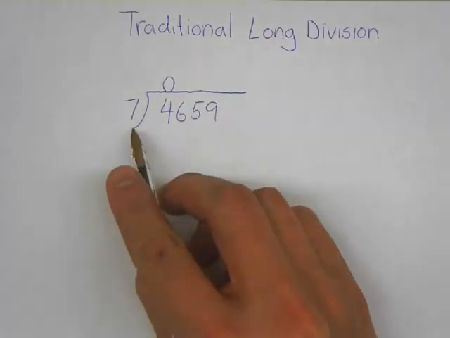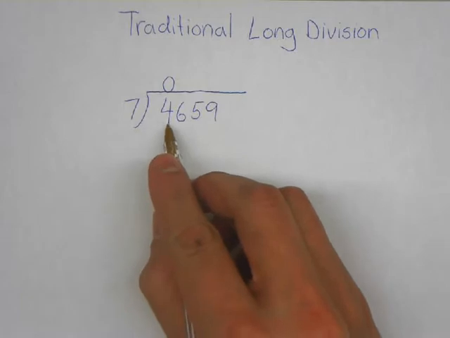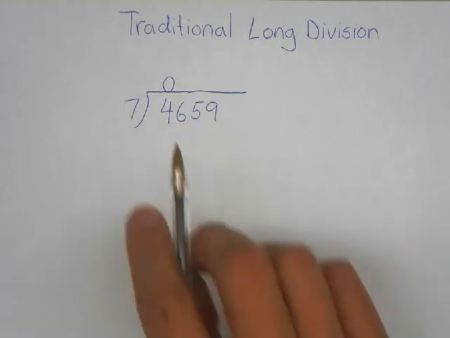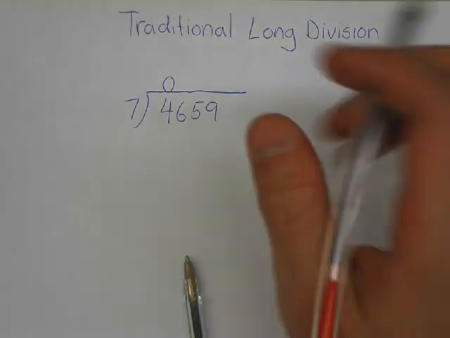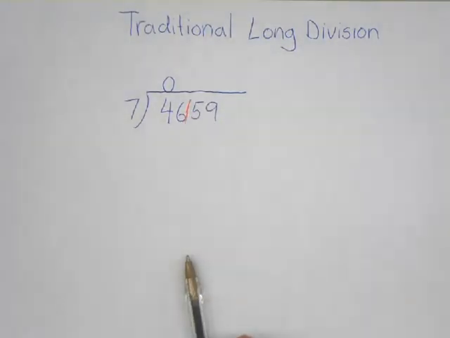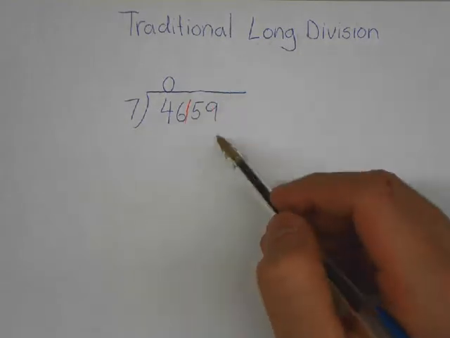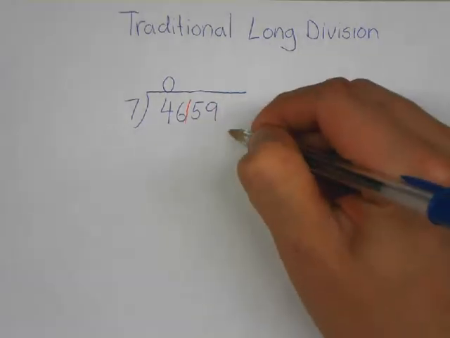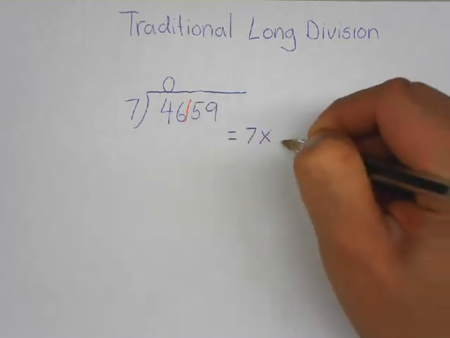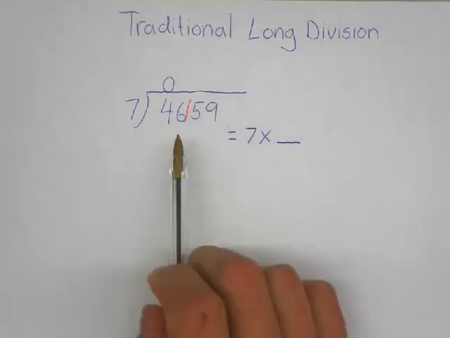So what are we going to do next? The next thing we're going to do is move over and enlarge this number, and we're going to start with 46 instead of the 4. So we could just divide this number up right here between 46 and 59. Now, in our heads, we're going to be thinking 7 times blank is going to equal 46.